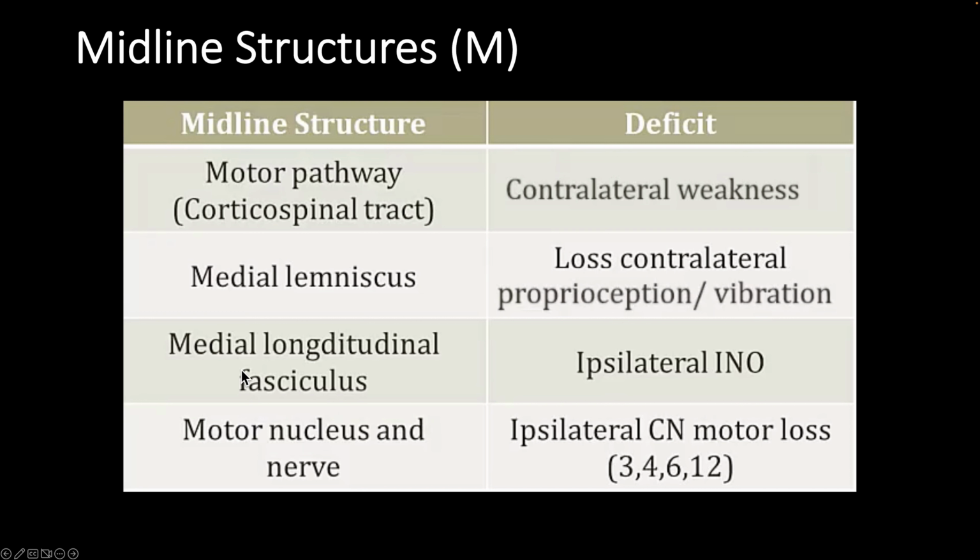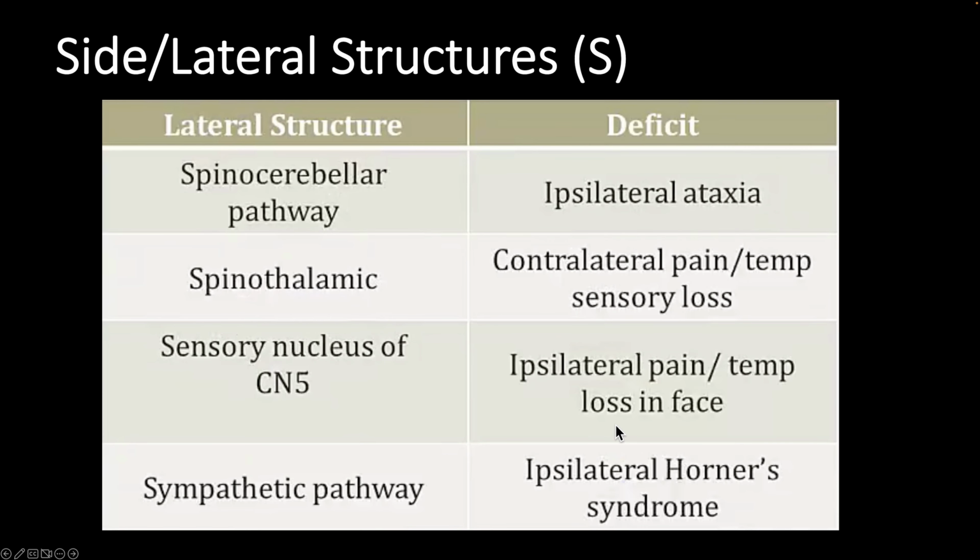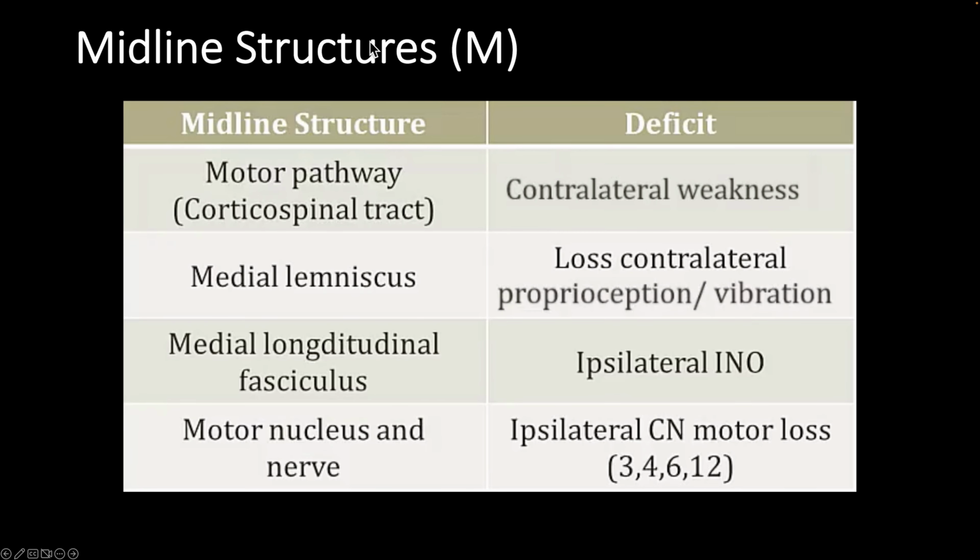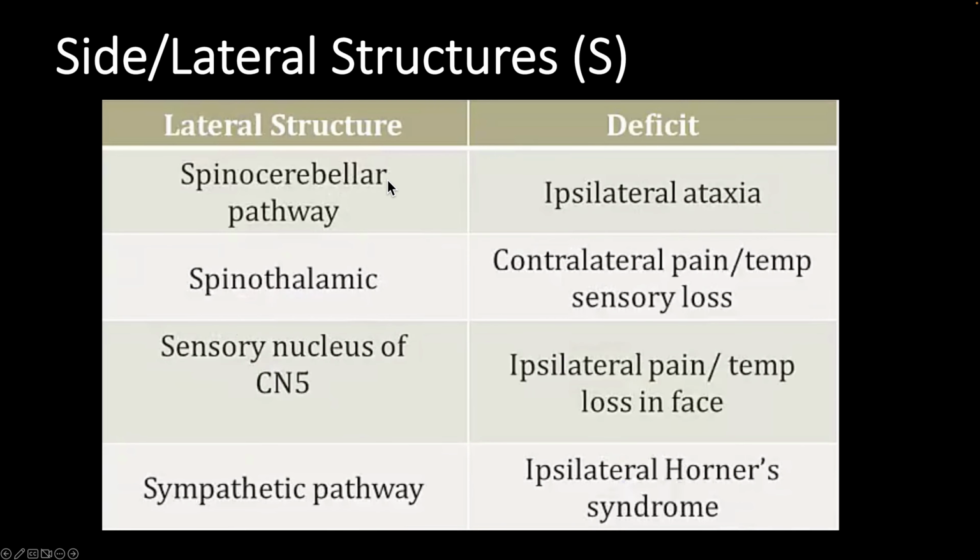This doesn't have to do with the medullary pyramids, okay? Motor nucleus and the nerve, again, ipsilateral. For the midline structures, it is anything divisible by 12. Remember that? 3 and 4 and 6 are all divisible. Also, 12 is divisible by 12. And those are all going to be in your midline structure. So you see how you're starting to get a little mnemonic of how to localize these brainstem lesions. Now, for your lateral structures, you're going to look at the spinocerebellar pathway. That is going to be ipsilateral ataxia; spinothalamic, contralateral pain and temperature sensory loss; sensory nucleus of the trigeminal.